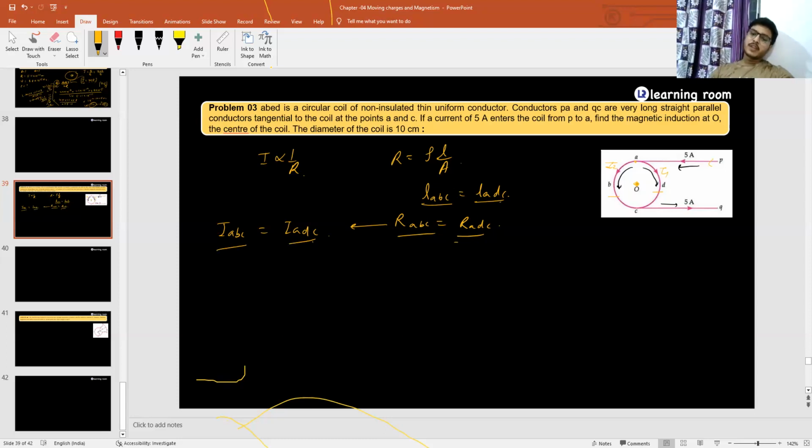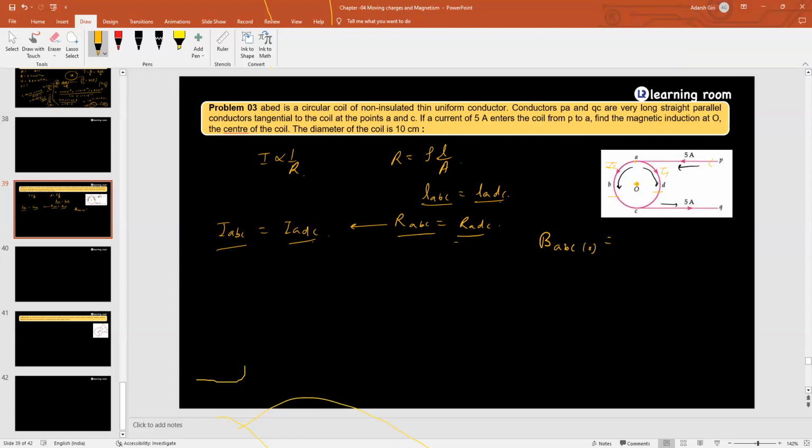Now tell me, what will be the direction of the magnetic field due to the curve ABC at point O? Direction, just tell me the direction. Clockwise, anti-clockwise? No, the direction of the magnetic field at the center O due to the curve ABC.